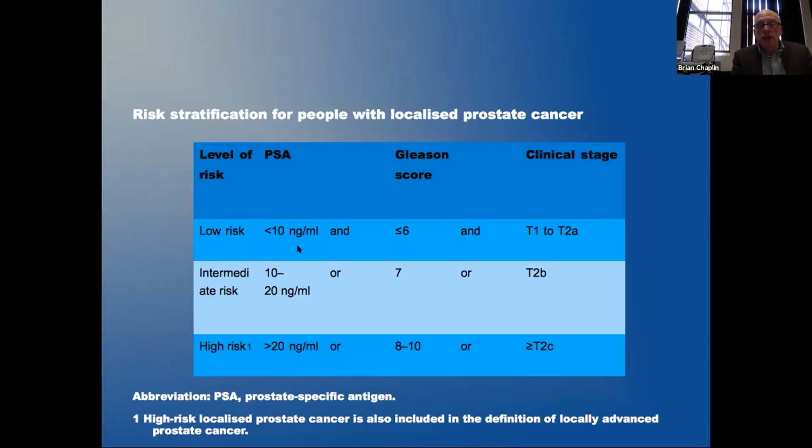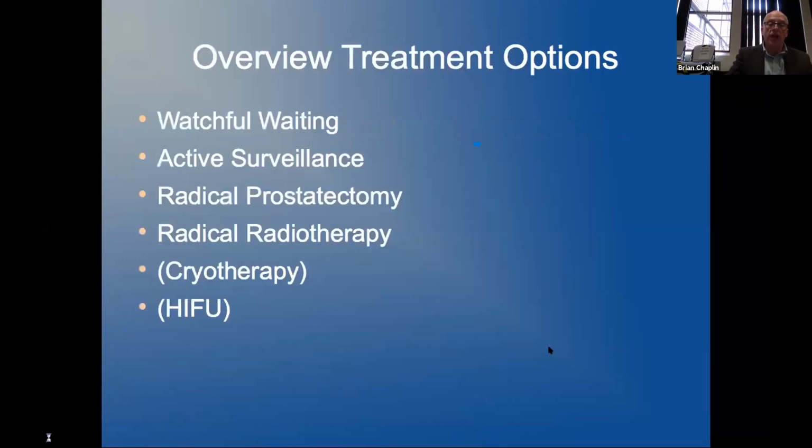Low risk is a PSA of less than 10, a Gleason score of 6, and either an impalpable tumor or a tumor that's limited to 1/2 of one lobe of the prostate gland. Intermediate risk is a PSA between 10 and 20, Gleason score 7, or tumor involving no more than 1/2 of one lobe. High risk tumors are PSA more than 20, Gleason 8, 9, or 10, or a tumor involving both lobes of the prostate or extending outside of the prostate.